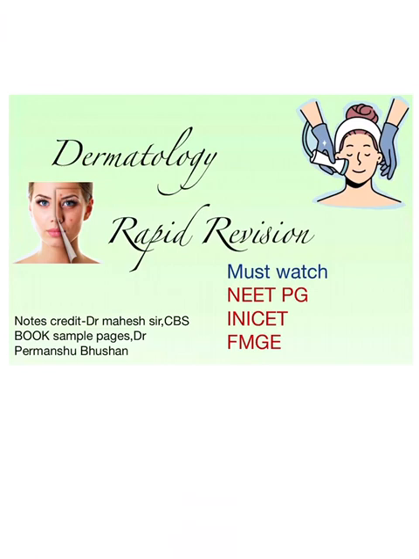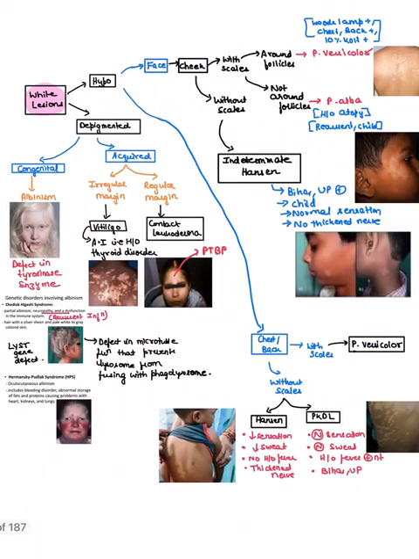Okay guys, let's start. First of all, we'll see how to approach a lesion. If the question says there is a white color lesion, think about two things: whether it is hypopigmented or whether it is depigmented. Hypopigmented means less melanin is there, and depigmented means almost absence of melanin.